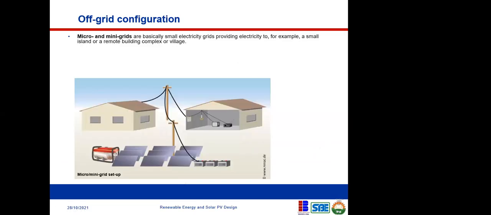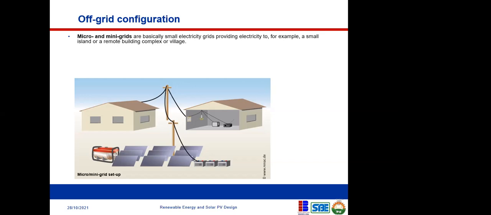So now we are still in the off-grid configuration. Now we have the micro and then the mini. Sorry, the off-grid now, the short one, example is just like the solar system in our homes. Yes. So we have the micro and we have the mini grid. Now they're all basically small electricity grids providing electricity.